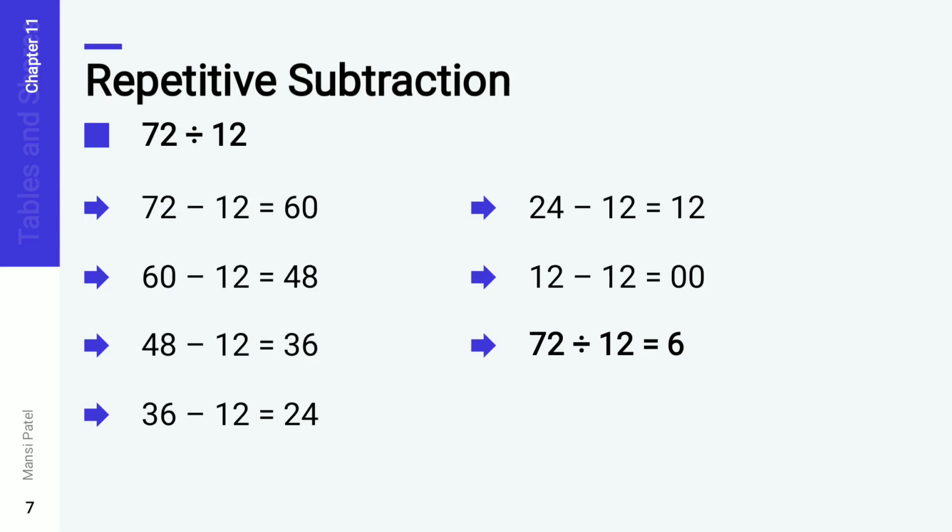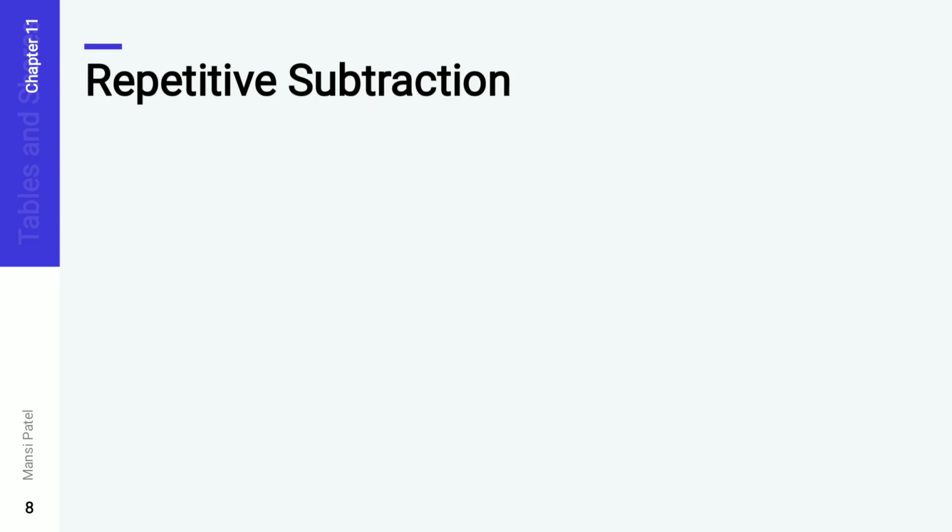Let us see another example. Now in this you have to not do the division. From repetitive subtraction you want the answer. Your question is 72 divided by 9. Again in this, you have to subtract 9 from the answer. So first we do the subtraction.